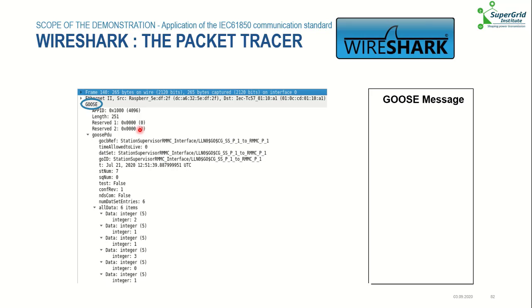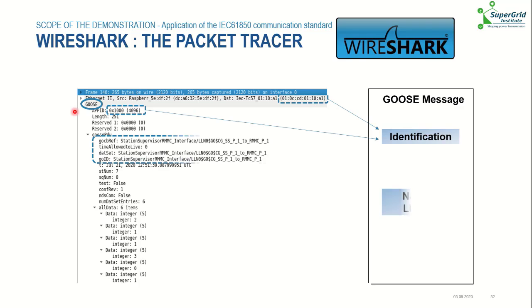Last but not least, in order to test the communication, we use the Wireshark packet tracer software. It can capture the packets flowing through the networks. Here's an example captured during our tests in which we can identify different parameters: the type of message, here we can see it's a GOOSE packet, the identification parameters, the MAC address and the APP ID, the name and therefore the link.